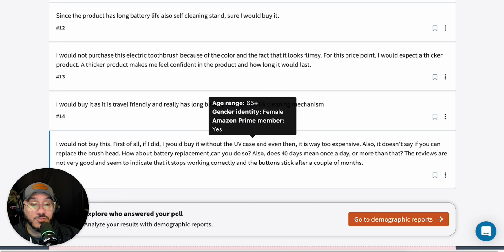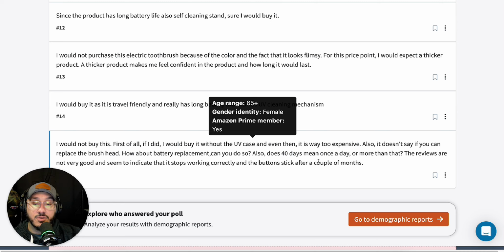I would not buy this. First of all, I would buy it without the UV case, and even then, it's still way too expensive. Also, it doesn't say if you can replace the brush head. We talked about that. How about battery replacement too? Also, does 40 days mean once a day or more than that? That's a good point. How many times a day are we brushing? That's actually a really good point. And that's a female 65 plus.